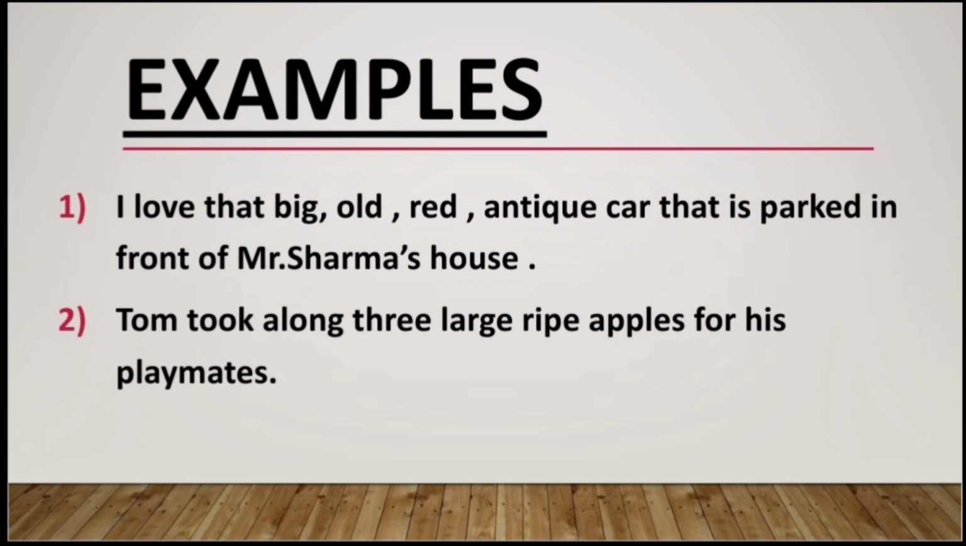The next example is, Tom took along 3 large ripe apples for his playmates. 3 large ripe apples. See, 3 is the number, right? Large is the size and ripe is the condition. So therefore this is the basic manner in which we arrange different kinds of adjectives when used to describe nouns.